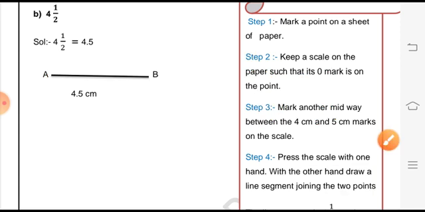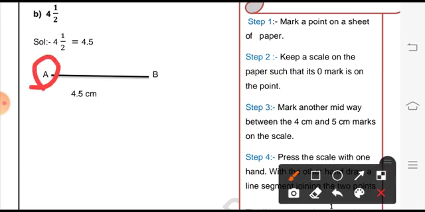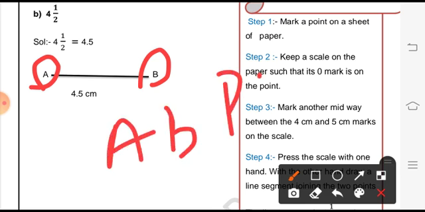We can also name such line segments with alphabetical letters like A, B, P, Q, Y, Z, etc. depending upon our choice.